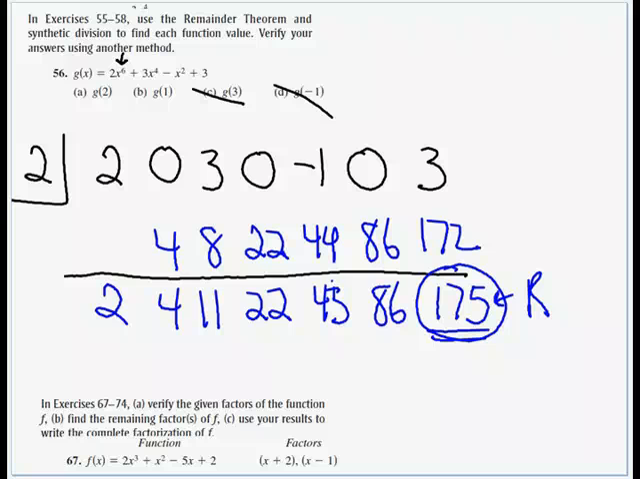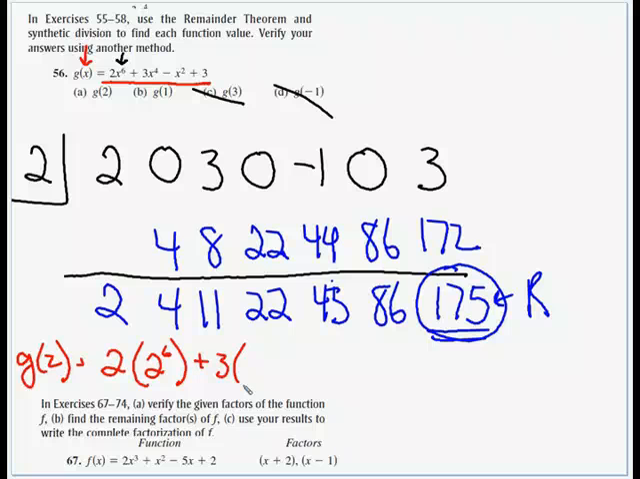And we should be able to verify that by plugging this 2 in for x. We're going to do g of 2, so just run a 2 through the function, and hopefully we'll get that same 175. So g of 2, that is going to be 2 times 2 to the sixth plus 3 times 2 to the fourth minus 2 squared plus 3.